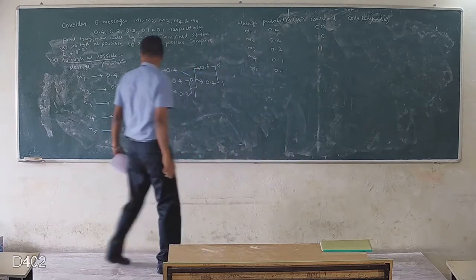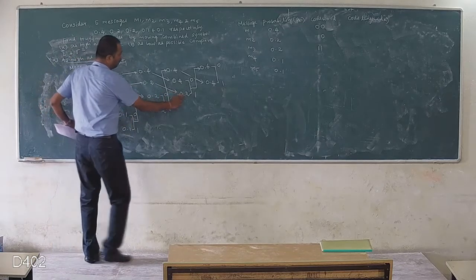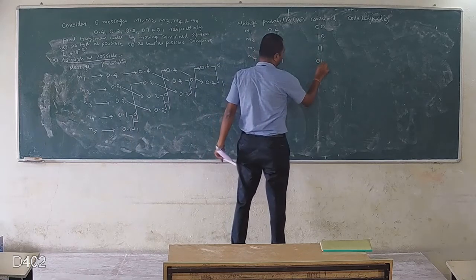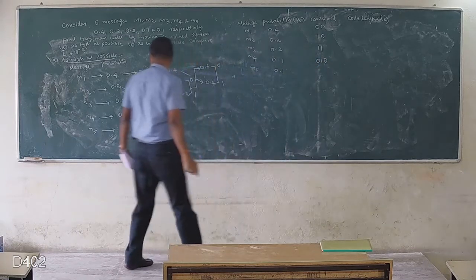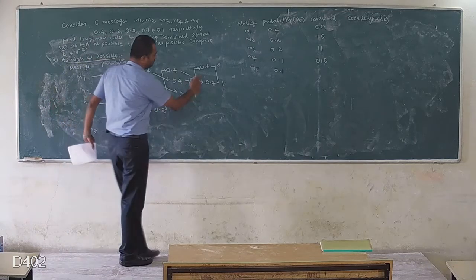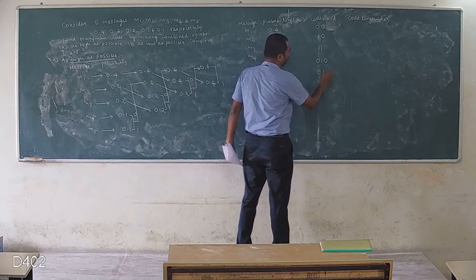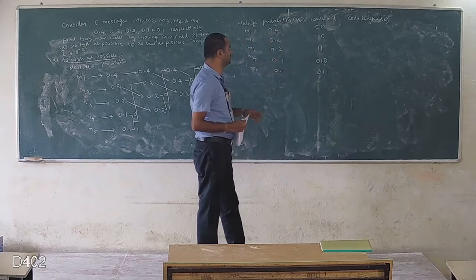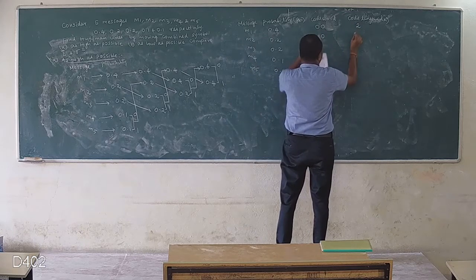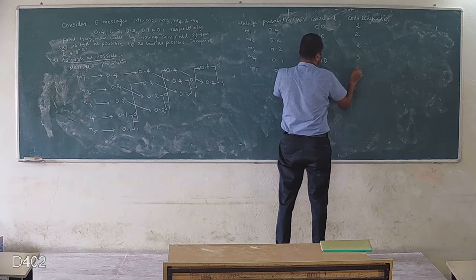For M4, the code word will be 0 1 0. Even if I write it in reverse order, it will be 0 1 0 only. For M5, 1 1 0. So if I write it in reverse order, 0 1 1. As we discussed earlier, code length is nothing but the number of bits in the code word. Here we have 2, 2, 2, 3, 3.